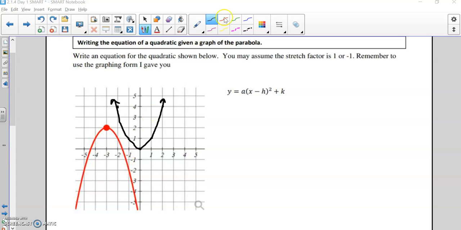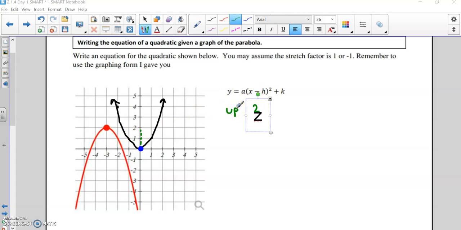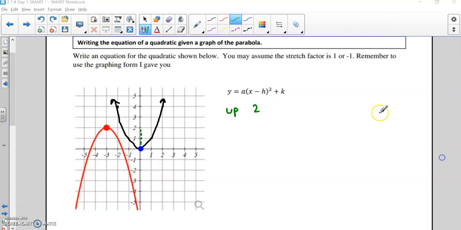So we want to focus on the vertex. How did we get from blue to red? So the first thing we want to notice is, well, we obviously moved up. We went from 0 to 2. So that means we moved up 2. You always want to write down the transformations first before you try to write your equation, because it's just going to make it way easier for you to write your equation after you do that.